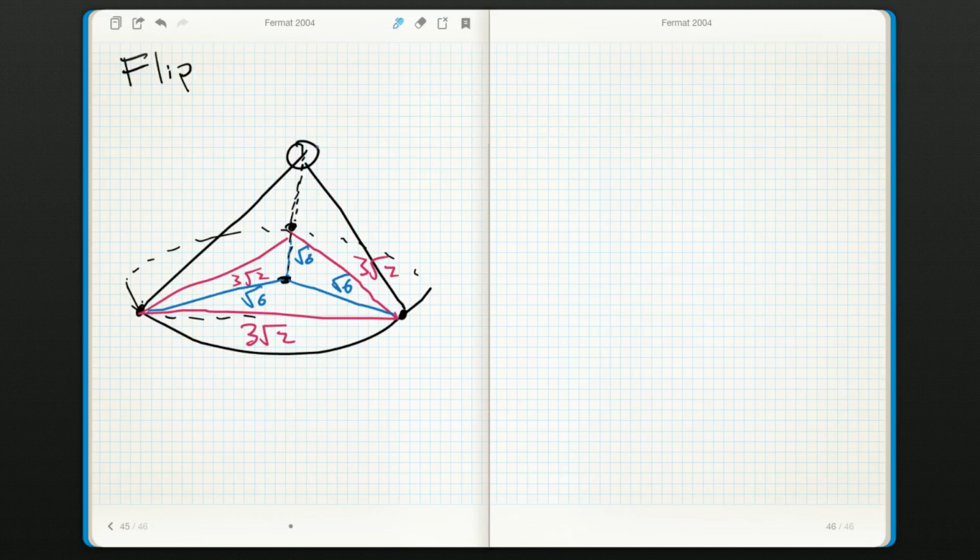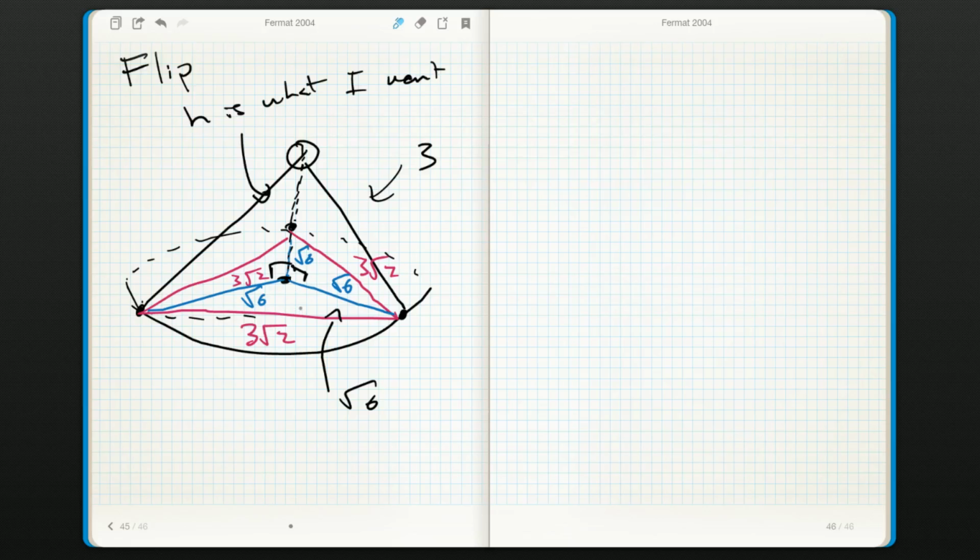Okay. So, if it's sitting right above, then surely we have some right angles here. And then this side length is 3. This base is root 6. And the height is what I want. And I have a right angle triangle right here. So I think I'm about to solve it quite quickly right now.